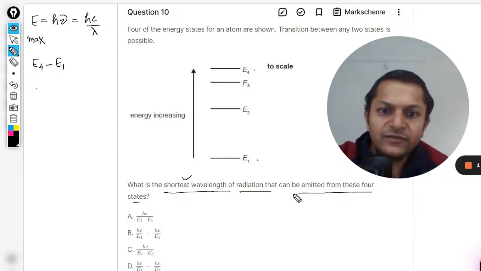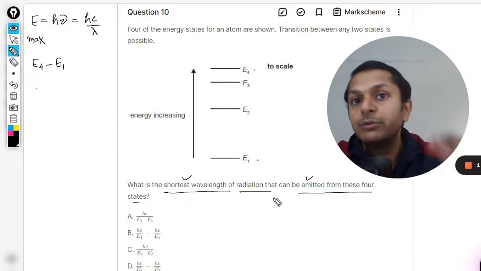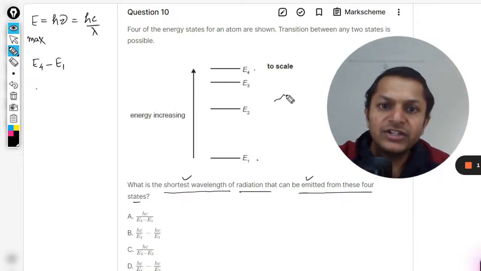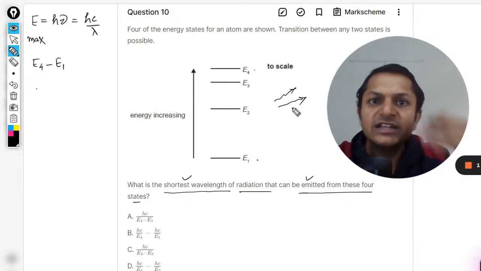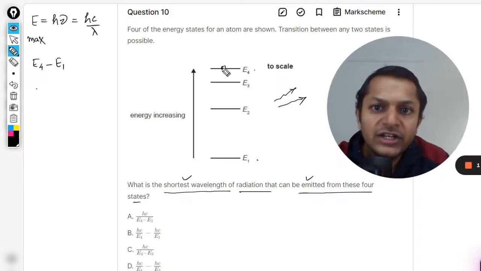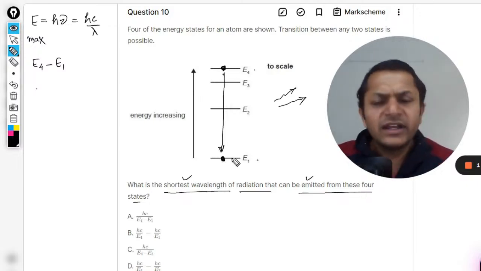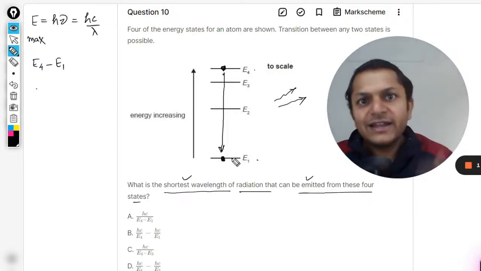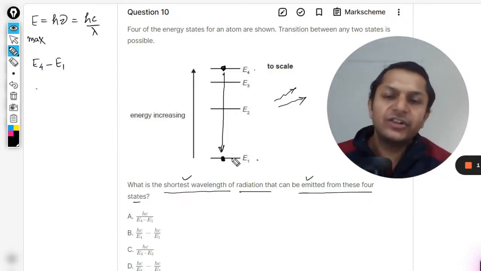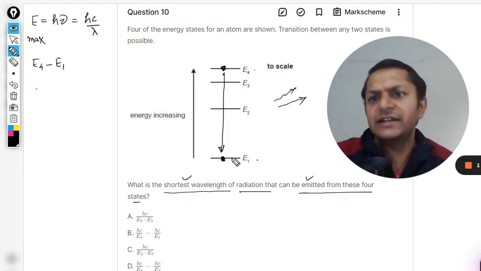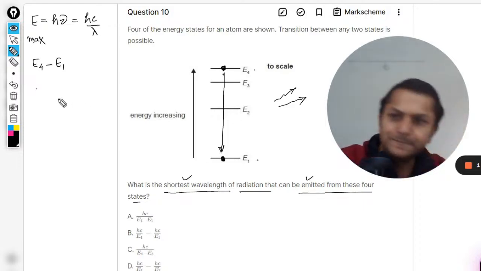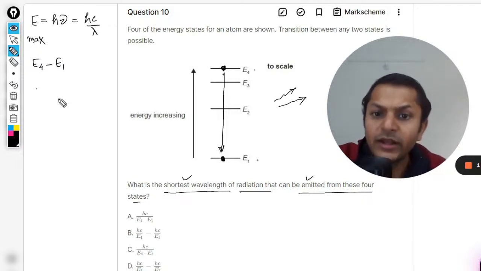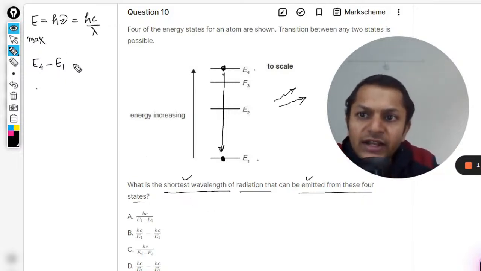Now the shortest wavelength will be emitted. So he's talking about the emission spectra, so energy should be emitted. If energy is emitted, it means that the electron initially was at a higher energy level and now it is dropping to the lowest energy level. Only then will it emit energy. Otherwise, it will absorb energy and the electron will get excited. So this is de-excitation, or relaxation, that is taking place. So E4 minus E1. Now, this is the total energy.